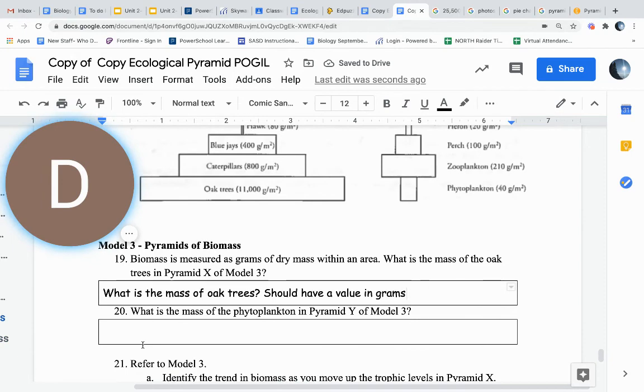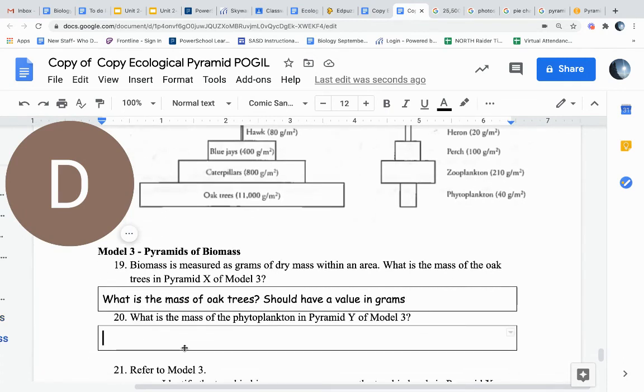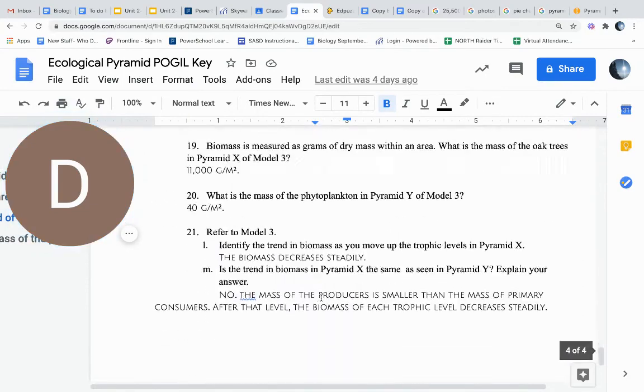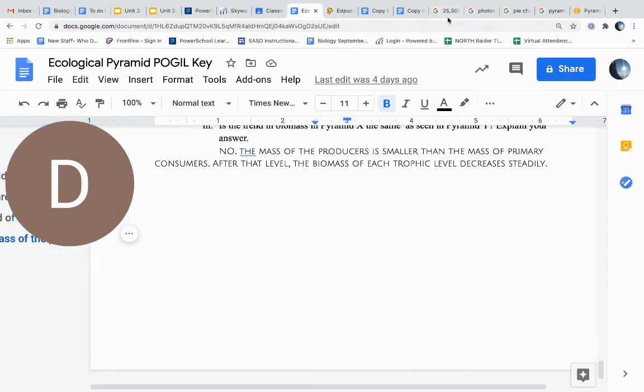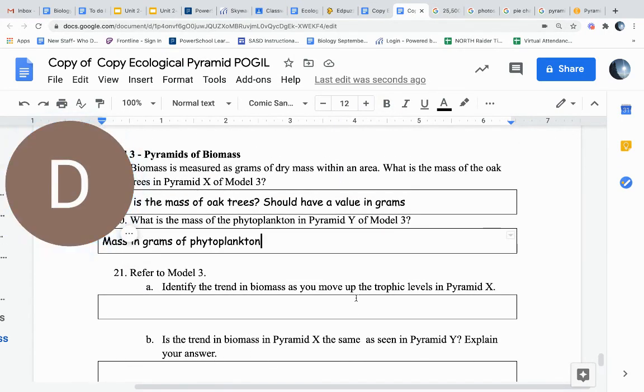All right, now in 20, what is the mass of the phytoplankton? This also should have a mass in grams. So let's think about that. Mass in grams of phytoplankton. You just double check, make sure I'm following along with everything good. I believe I am. All right, yep. It's just going to be essentially those gram values, so nothing too difficult there. And then refer to Model 3.